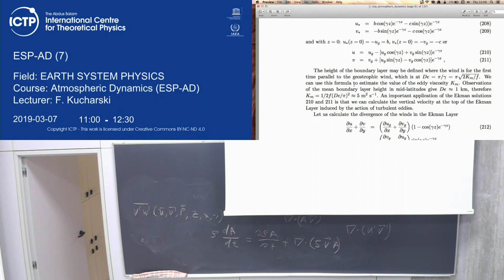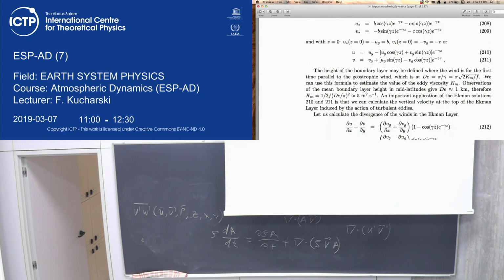Either we measure it, and people have measured it, but one other way to do it is to define some kind of depth of the boundary layer. So if we define the depth of the boundary layer, which is the height where the wind for the first time becomes parallel to the geostrophic wind, it's not exactly like the geostrophic wind, but where it becomes parallel to it. If you insert this here, that will be the case for pi over gamma, because then this becomes 0 and this becomes 0. So the wind will be parallel to the geostrophic wind, because we have only here the U component and here only the V component surviving.